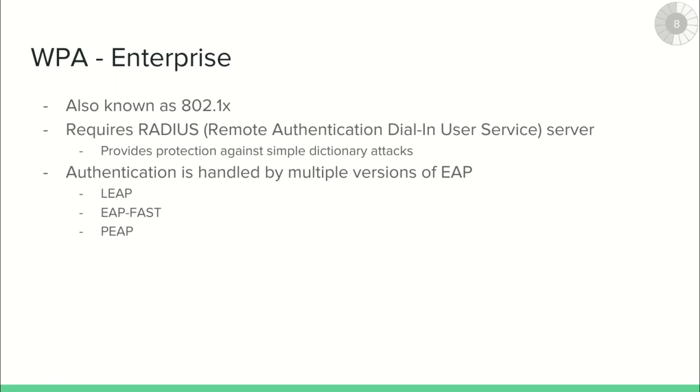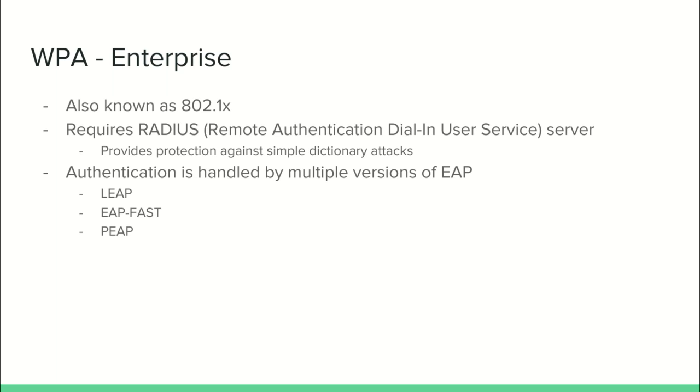WPA Enterprise is what's used at larger businesses, enterprises, or anything that needs the functionality. It's often commonly called 802.1x, just to cover all the standards. It requires a Radius server for authentication. Radius is Remote Authentication Dial-In User Service. Since it authenticates users instead of a key, users can be given or revoked access quickly. It also prevents dictionary attacks against the key.